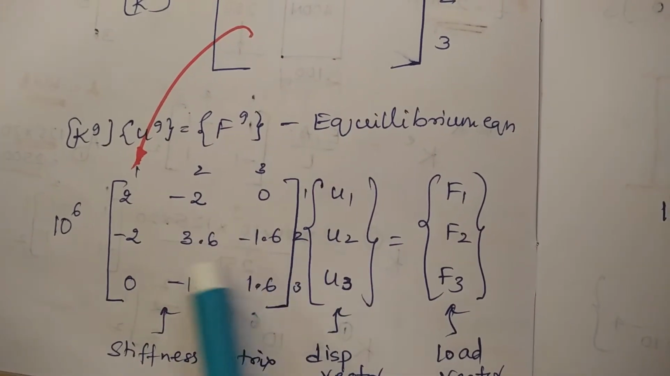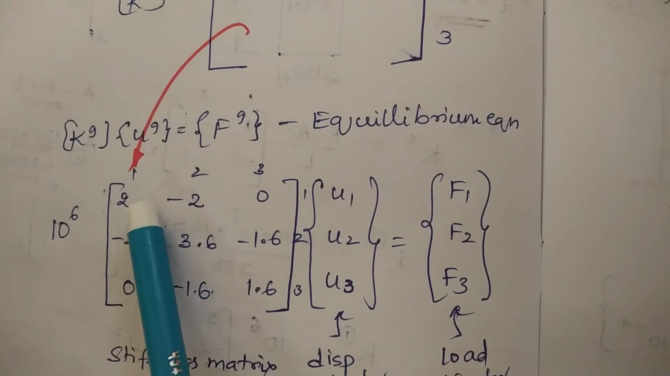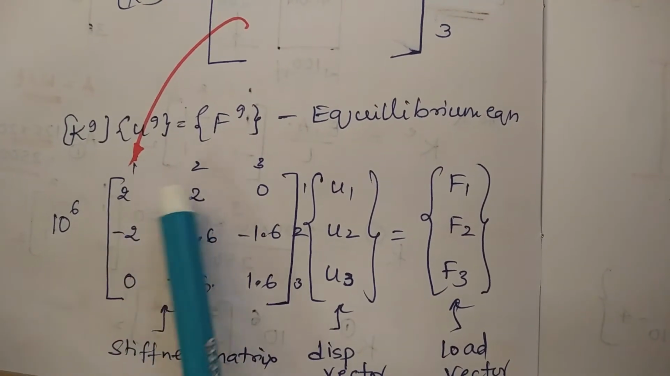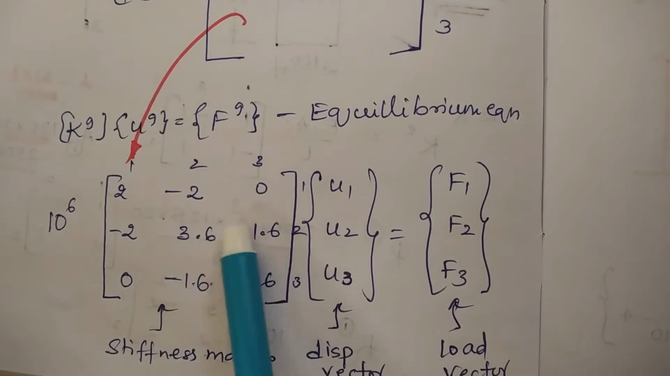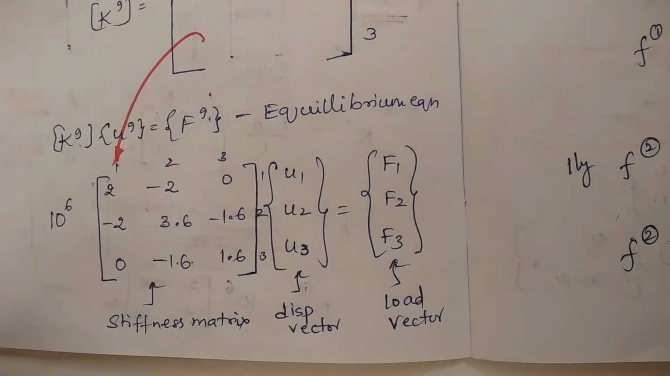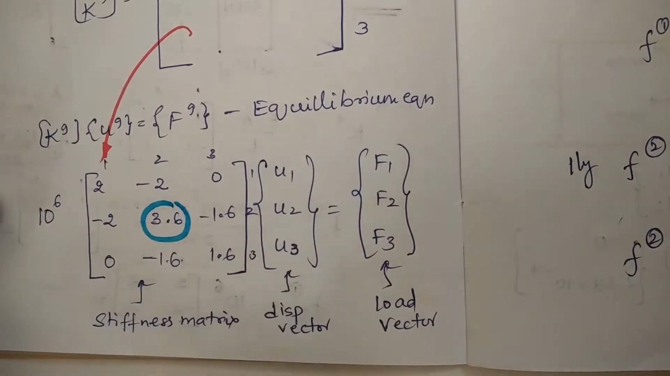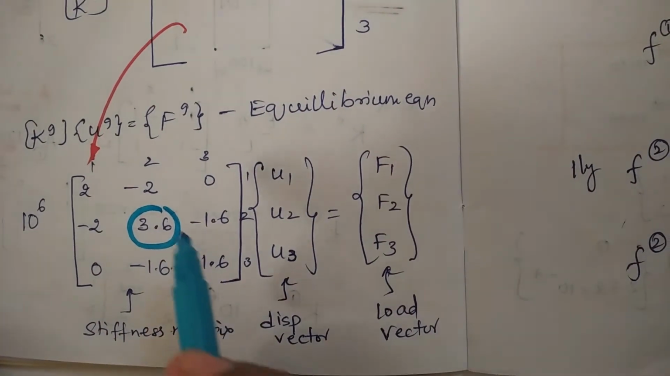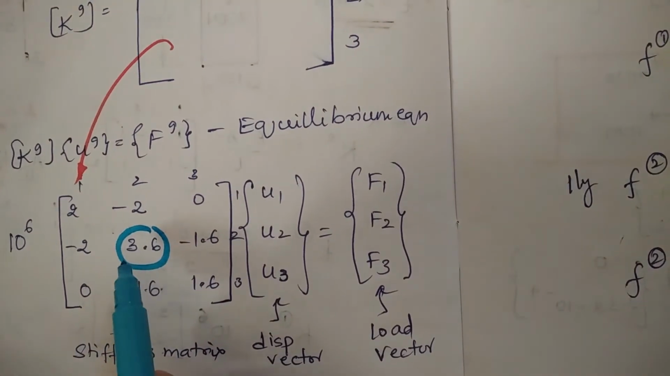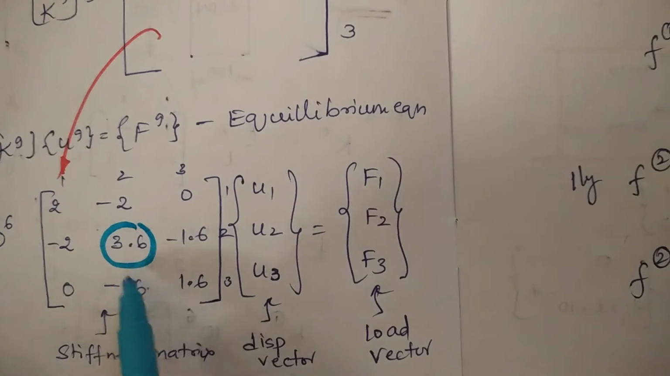Write 1, 2, 3, 1, 2, 3, the connectivity of the nodes. The 10 raised to 6 is very, very important. Now you fill the matrix. There is element stiffness matrix 1 and element stiffness matrix 2. Since this is a common node, the element 2 common node, the stiffness contributions of element 1 and element 2 get added at node number 2, which is 3.6.